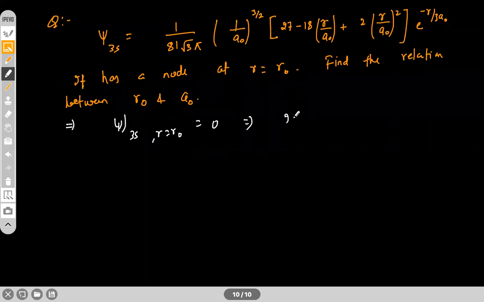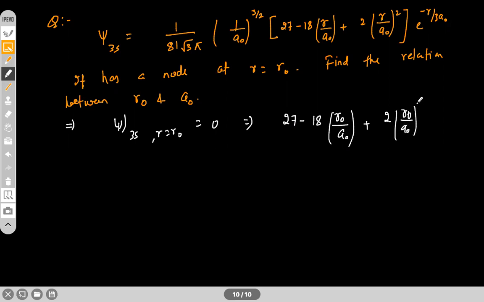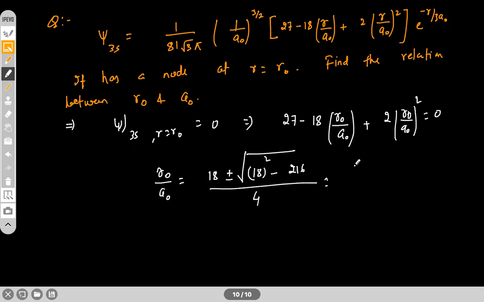So when you substitute, you will get r naught by a naught plus 2 times r naught by a naught square is equals to 0. That is what you need to solve. So when you solve this quadratic, r naught by a naught is equals to 18 plus minus, 4 into 2 into this, that is 216, over 4. So could you tell me the answer here? 18 plus minus, this is 324 minus 216. So it is root over 108 by this. Tell me this value. What is the root over of 108?